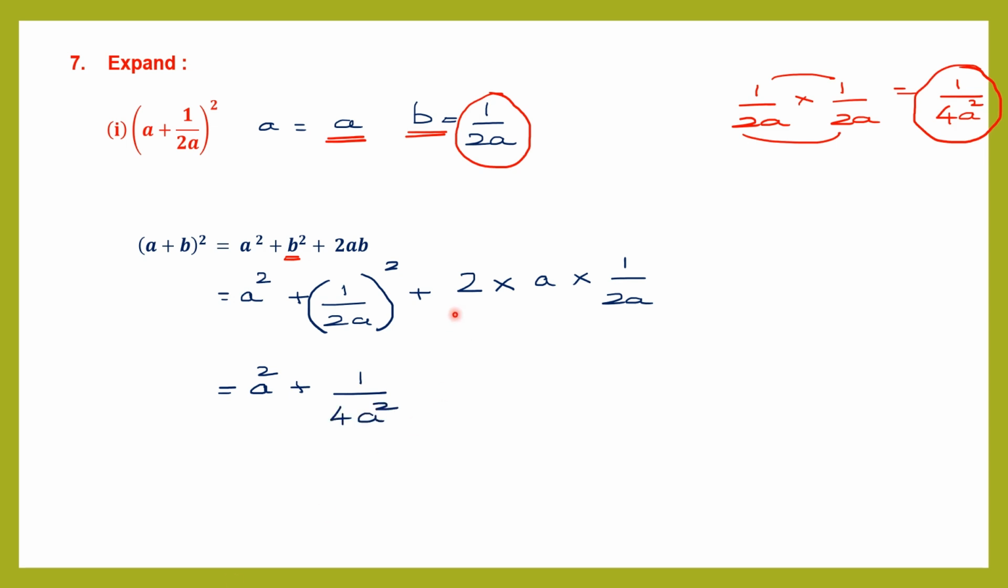Now let's go to this part. 2 into a into 1 by 2a. Now look at that. I can cancel 2 and 2. Okay, so I can cancel because it's here on top. This is the numerator. So numerator and denominator I can cancel. Similarly here, a and a I can cancel. So what is left finally here? We have only 1 by 1, which is 1. So plus 1. So this is our final answer: a square plus 1 by 4a square plus 1.